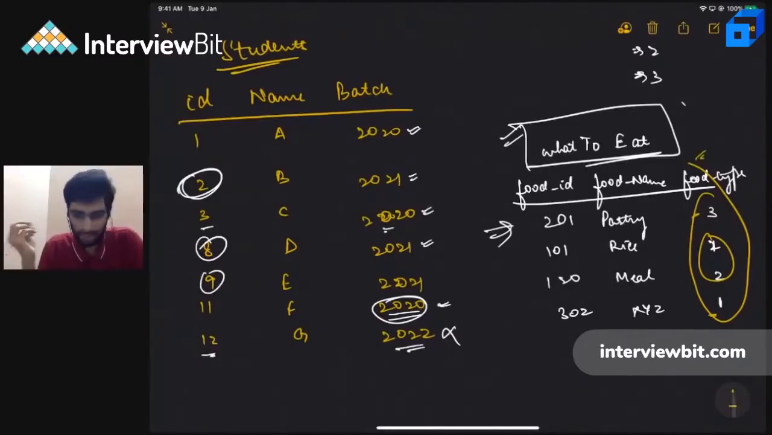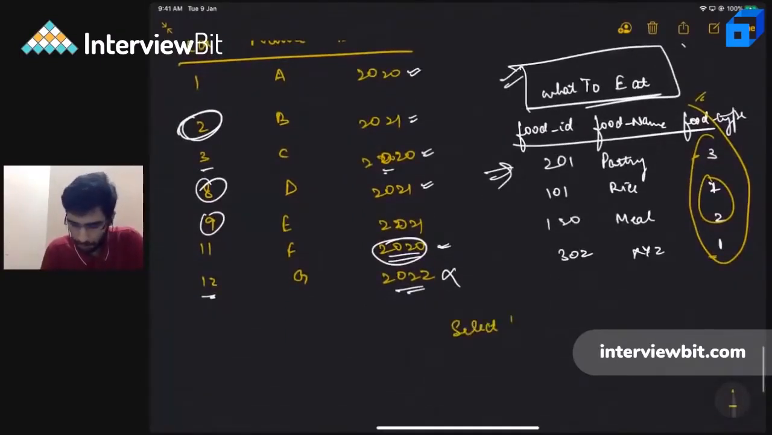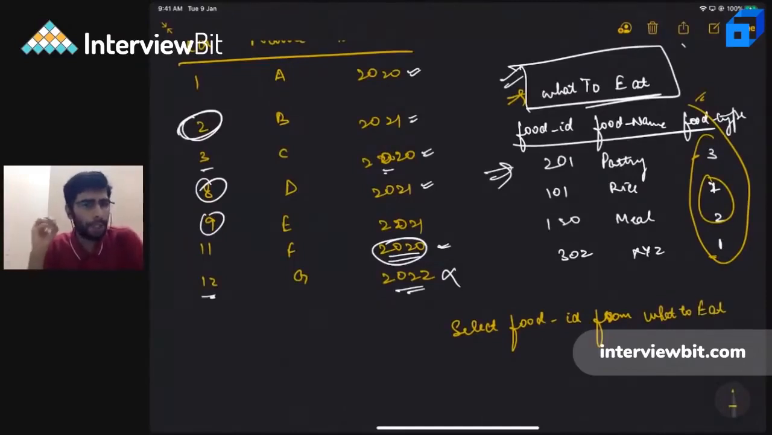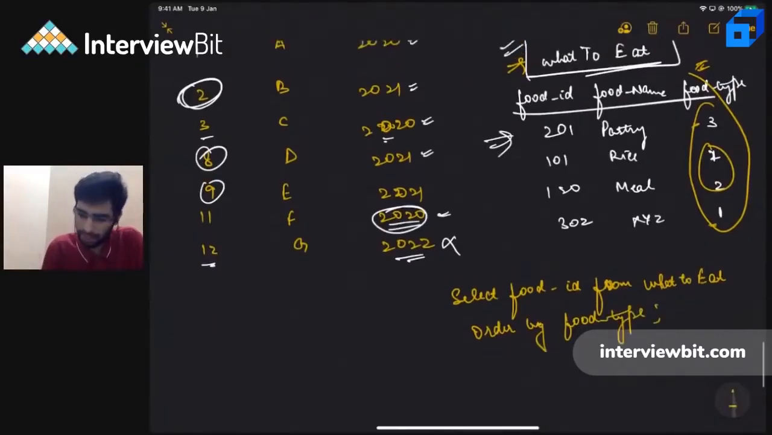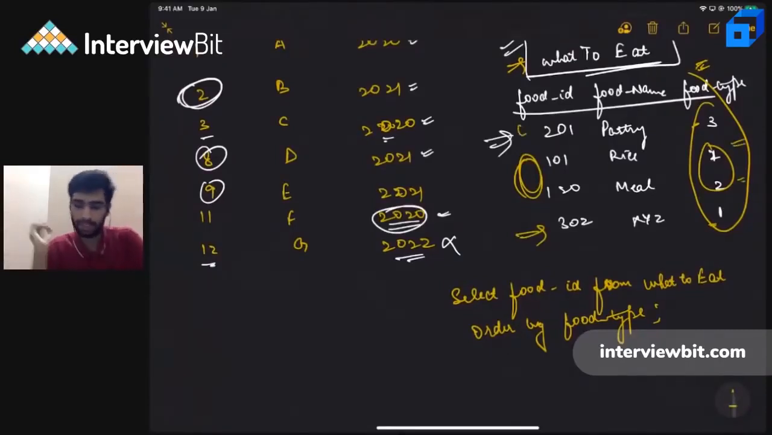So how will you do this? You will say select food ID. Where should you select those food IDs from? You will select those food IDs from what to eat. But in what order will you select those? You will select those in order of food type. So you will say order by food type. Then your SQL query will return the starter first, then one of those two main courses, because they have the same food type, and then finally the dessert. So this is the order by clause.